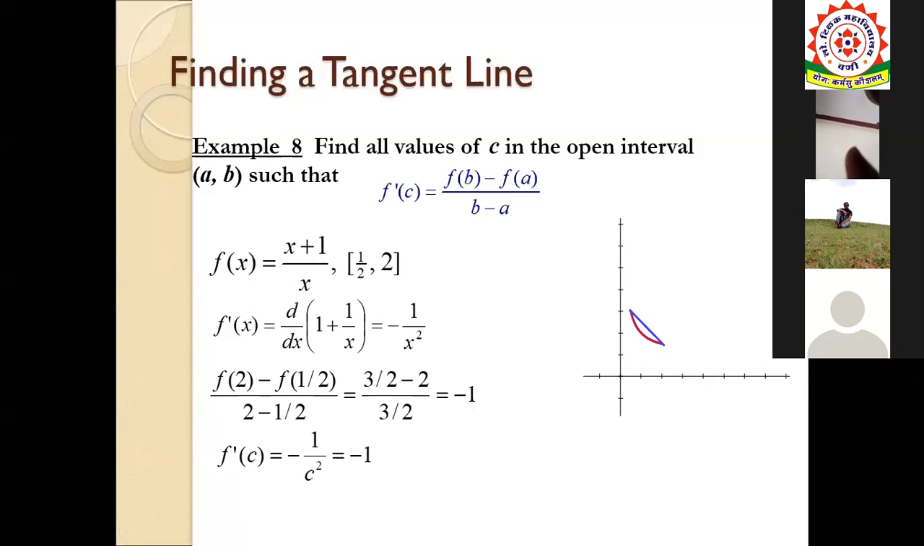f dash of c is minus 1 by c square. We simply replace x by c in the derivative. So minus 1 by c square equals minus 1, and we get c equal to 1 and minus 1, but minus 1 is not in between the interval, so c is 1 only. Clear?